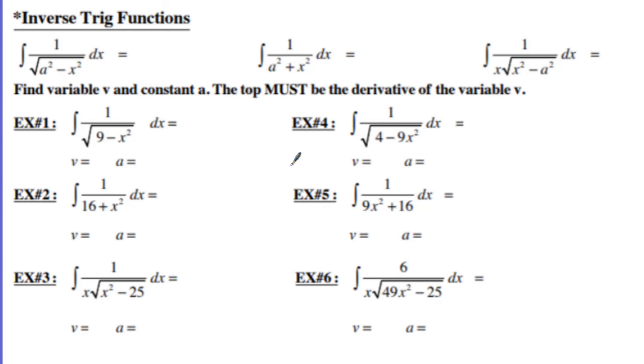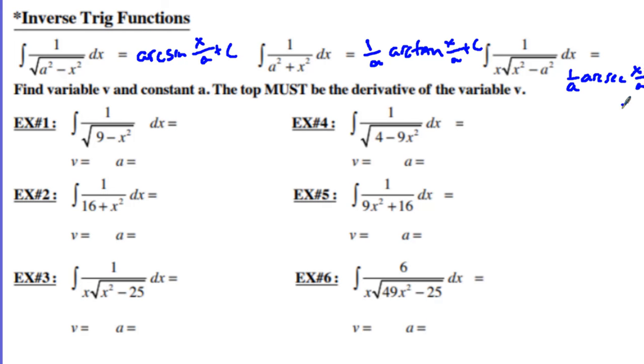You do have to know your inverse trig functions. And why do you have to know your inverse trig functions? They show up every now and then on multiple choice problems. And so you can see for the first one, where we have an a squared minus x squared, this is going to be an arcsine of x over a plus c. The next one does not have the square root. It's got a plus. That's 1 over a arctan of x over a plus c. The last one is when we have an x out in front, and we have 1 over a arcsecant of x over a plus c.